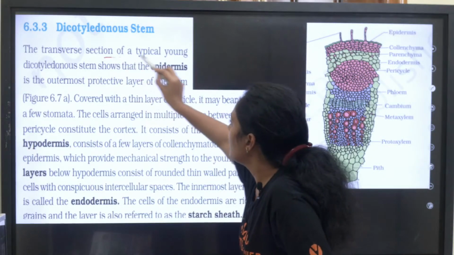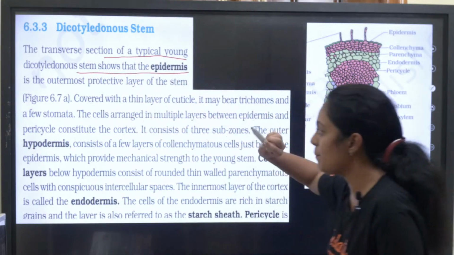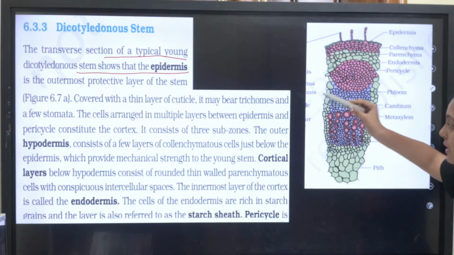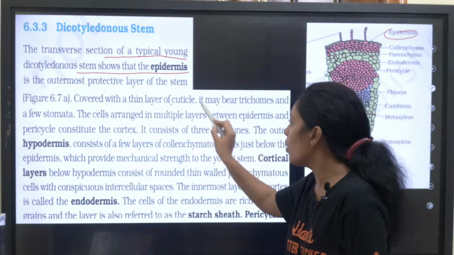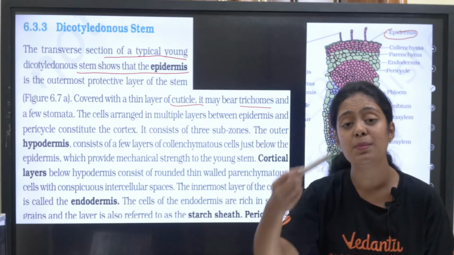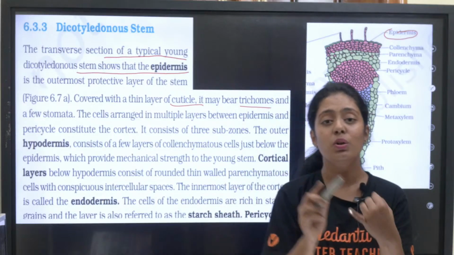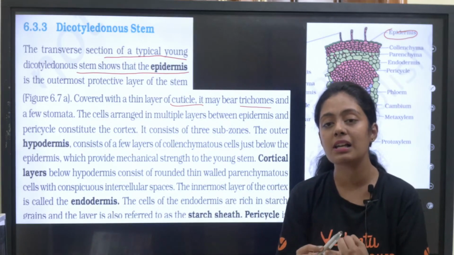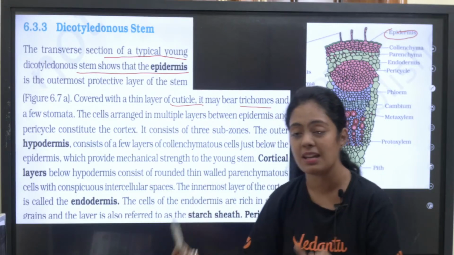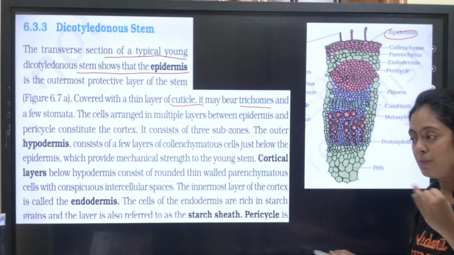Here we have the transverse section. It shows the epidermis, the outermost protective layer. It is covered by a thin layer of cuticle. And trichomes, which we call epidermal appendages. Trichomes help in increasing the area of absorption. Cuticle is going to prevent excessive transpiration.